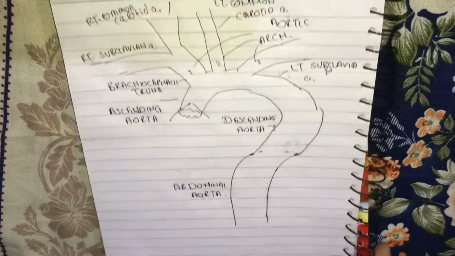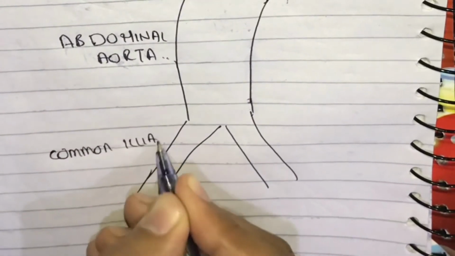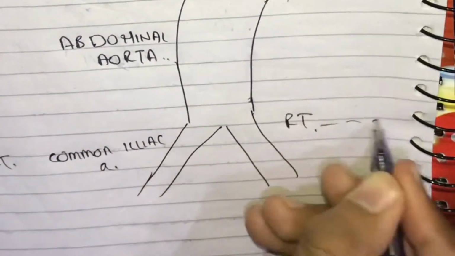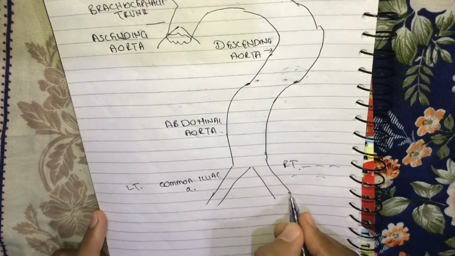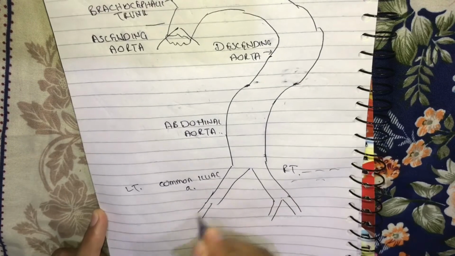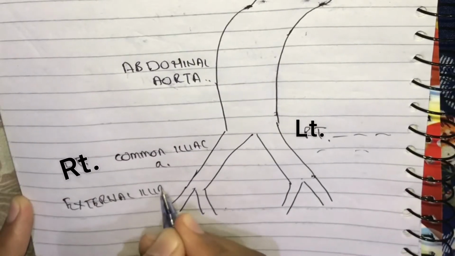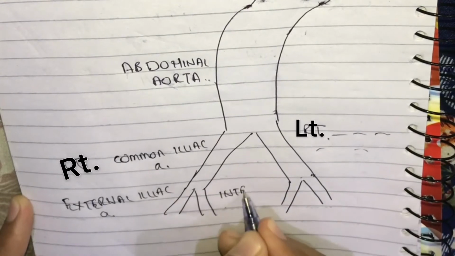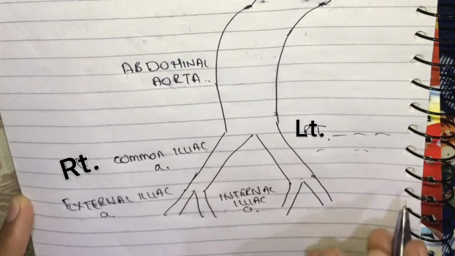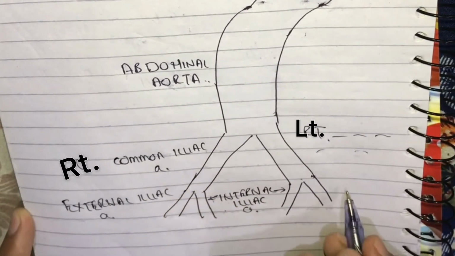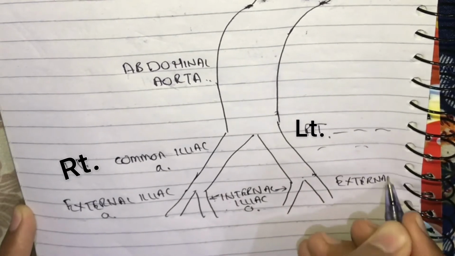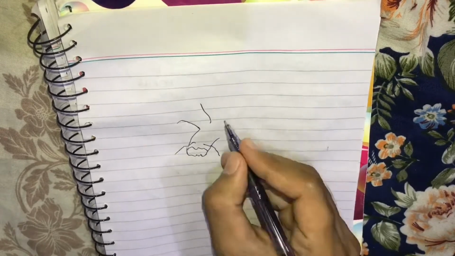Then the abdominal aorta is divided into two common iliac arteries, left and right. Common iliac artery is branched into the external iliac artery and the internal iliac artery. So we have two external iliac arteries, one on the left, one on the right, and two internal iliac arteries, one on the left, one on the right. Now talk about the ascending aorta.